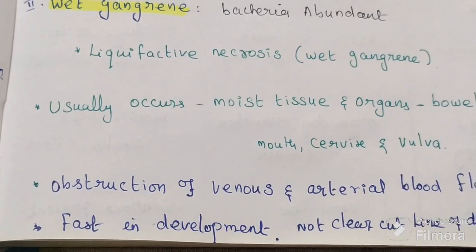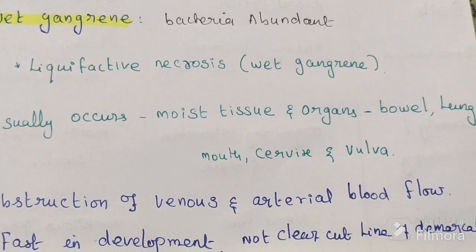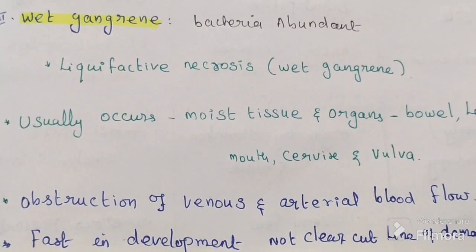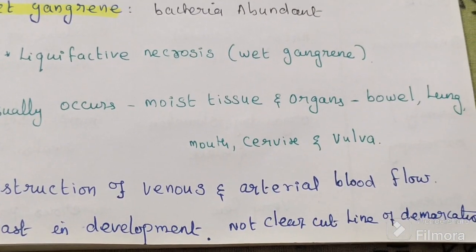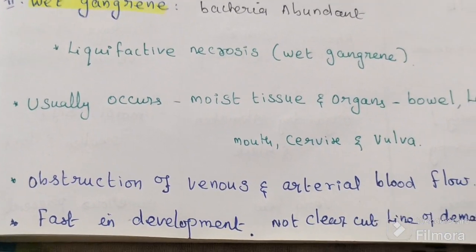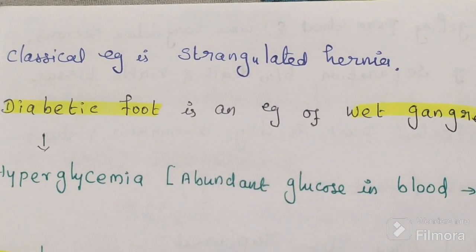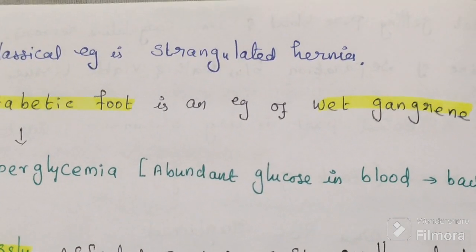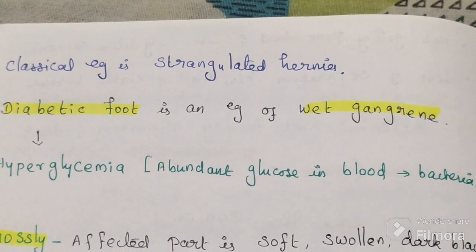It has very fast development, with no clear line of demarcation. In dry gangrene there is a separate line between dead and viable tissue. Here there is no clear-cut line of demarcation. This one also has fast development. A classical example is gangrene of the bowel, commonly due to strangulated hernia.